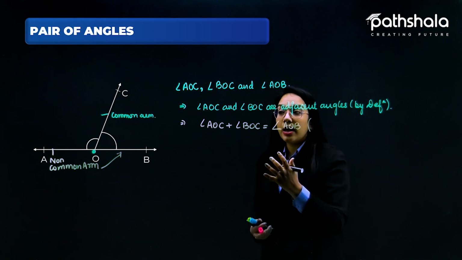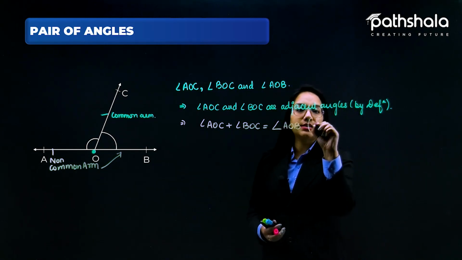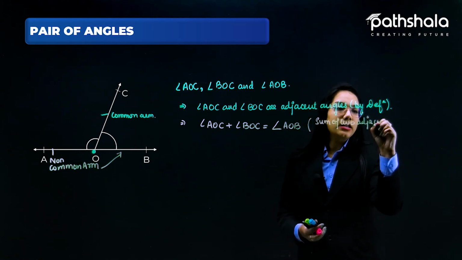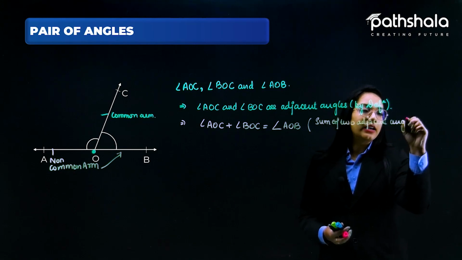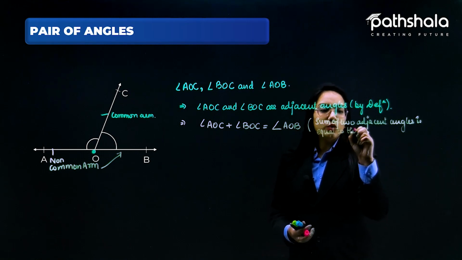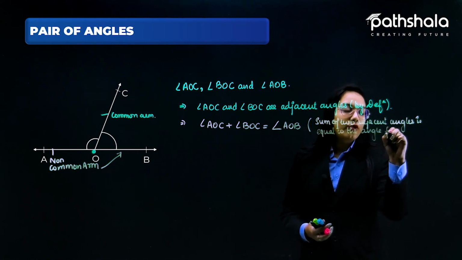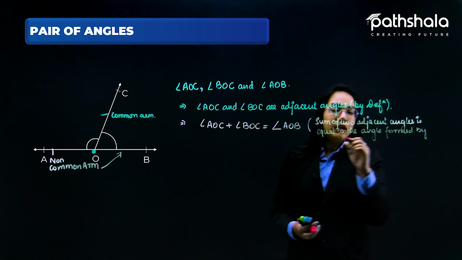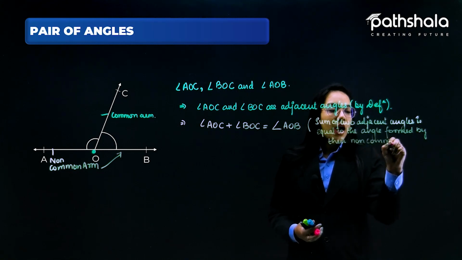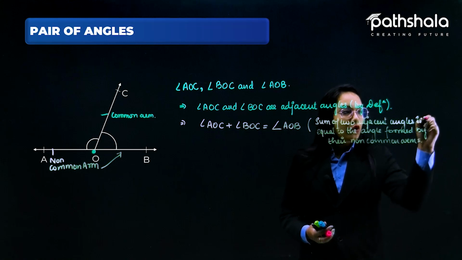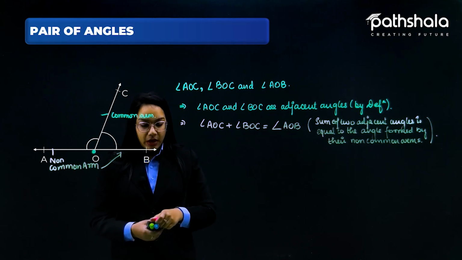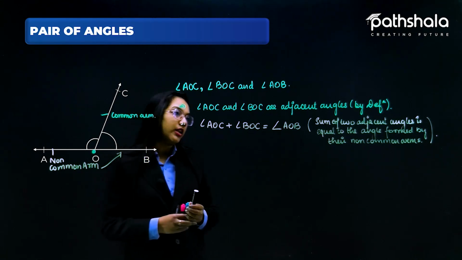Why am I writing this? Because we already know that the sum of the two adjacent angles is equal to the angle formed by their non-common arms. That's why I'm writing angle AOC plus angle BOC is equal to angle AOB. Let us take this as equation number 1.